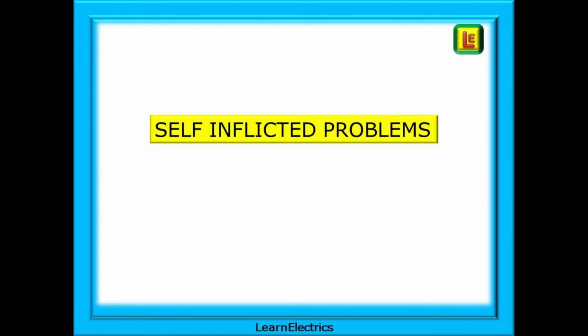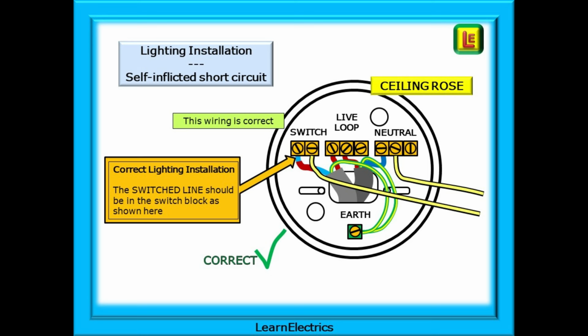There are also some self-inflicted problems that you should be aware of, and this one is quite common. Shown here is a correctly wired 3-plate ceiling rose.